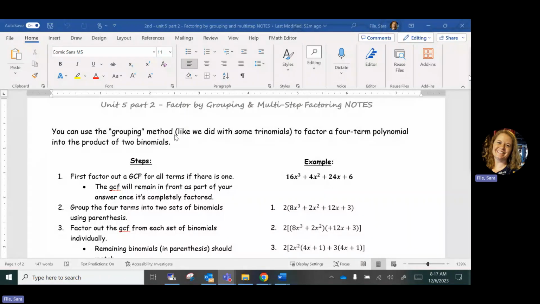As mentioned, this is our last set of notes for 2023. This is our last set of notes for Unit 5. We've been talking about factoring, lots of different types of factoring. And so the last one we're going to talk about today is factor by grouping. And then we're going to do some multi-step factoring practice on the back. That's not really notes. It's really just some more practice that we'll go through together.